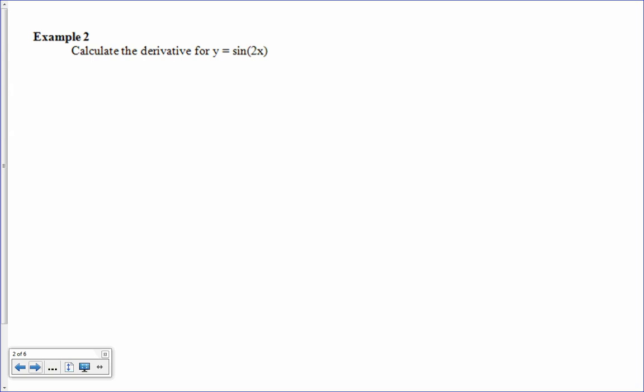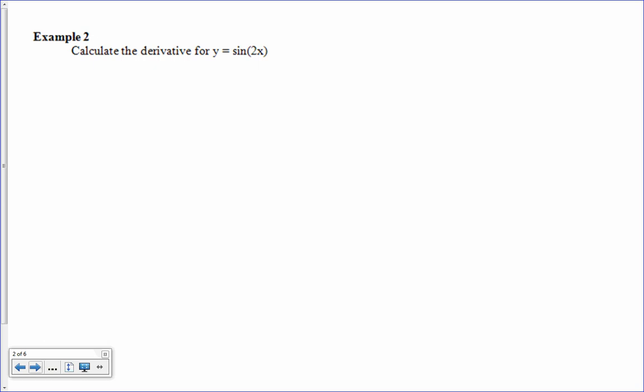Because we normally just did sine of x, right, or cosine of x. So now it's kind of like sine of x, 2x has been thrown into sine of x. So there's your two functions, right? 2x is one of them, sine of x is the other one. So we can still do chain rule on this.